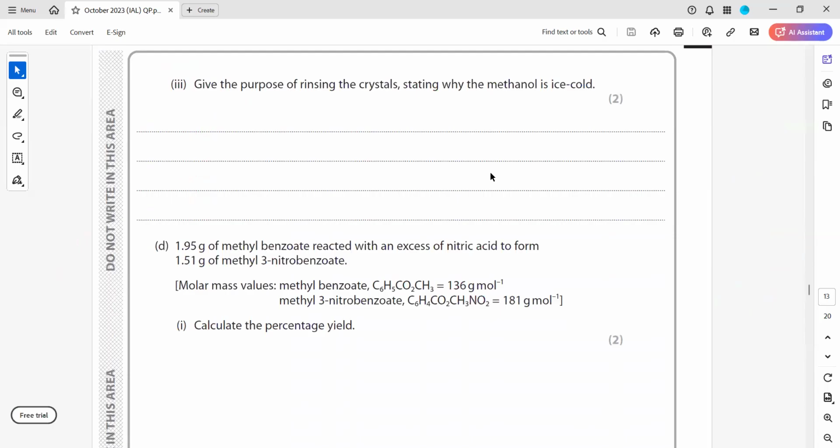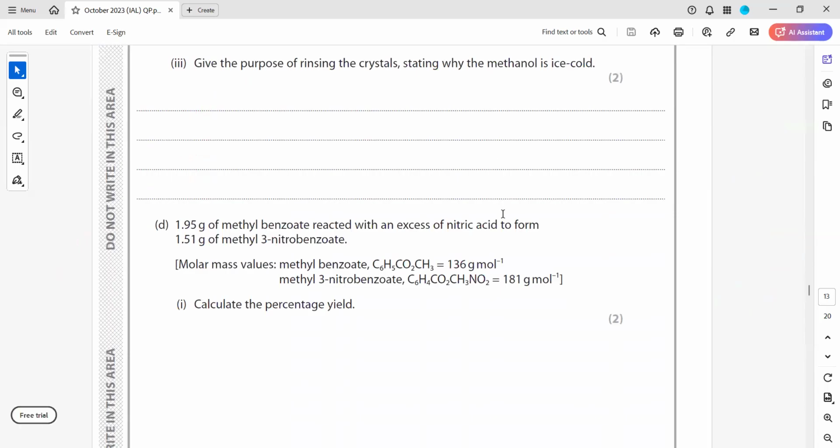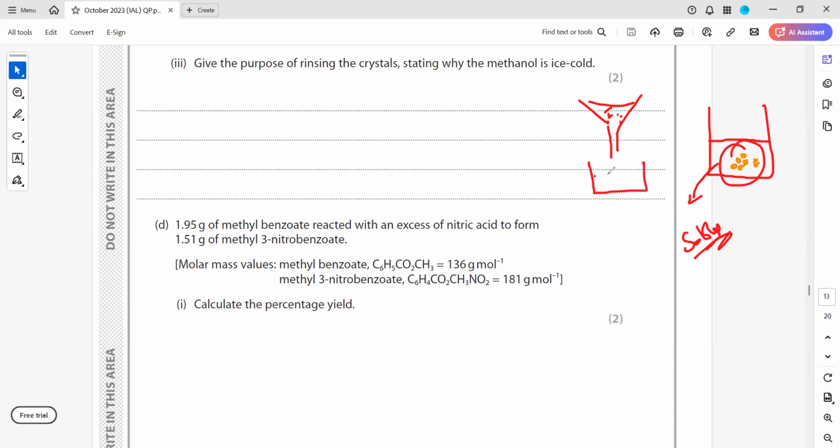Give the purpose of rinsing the crystals, stating why methanol is ice cold. So how does the cold remove the soluble impurities? Because the impurities will remain dissolved. When the solution is cold, your crystals are formed, and any other impurities will remain soluble. So when you carry out a filtration, your crystals are left on the filter paper and the solution which passes through will be the soluble impurities. Clear?